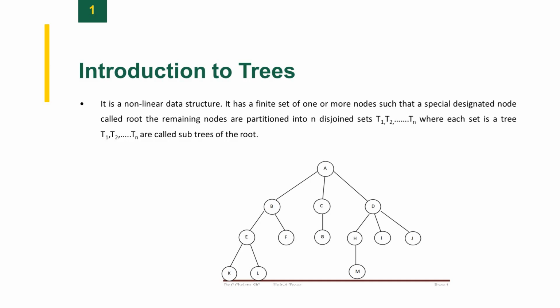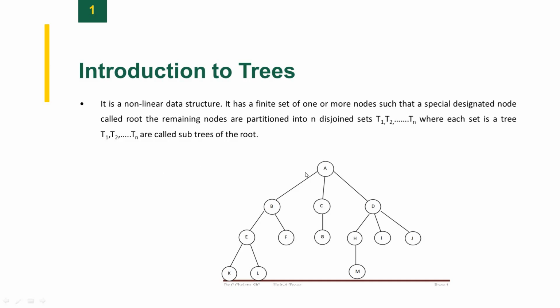Introduction to trees. It is a non-linear data structure. It has a finite set of one or more nodes such that there is a special designated node called the root. The remaining nodes are partitioned into n disjoint sets T1, T2 up to Tn, where each set is a tree. T1, T2 up to Tn are called subtrees of the root.